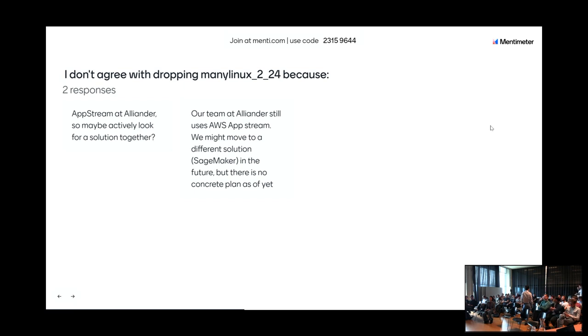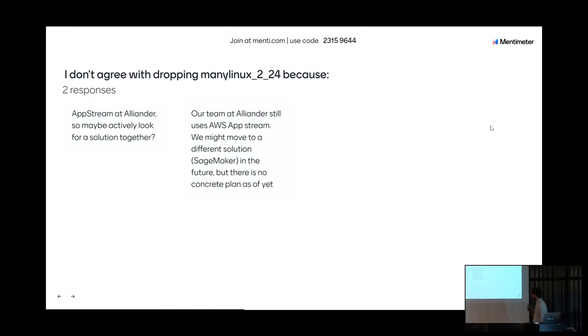I think most teams are also looking at using SageMaker. Yeah, I think moving to SageMaker would definitely be possible for most of the teams. But let's dive into that afterwards. We only have 2 responses with 4 no's, so that's very interesting.